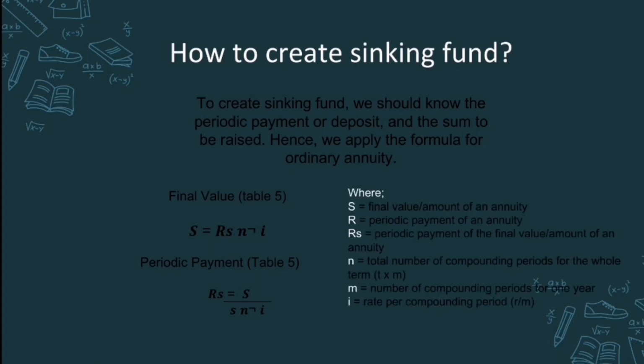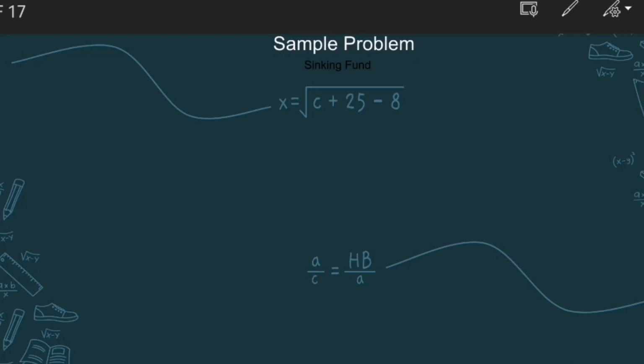So the notations are here: S is equal to the final value, R is the periodic payment, N is equal to the number of compounding periods for the whole term, or T, the term, multiplied by the compounding period M. M is the number of compounding periods per year, and I is our rate per compounding period, or rate divided by our compounding period. And let us go to our sample problem.